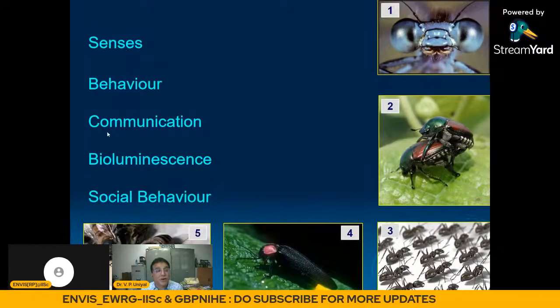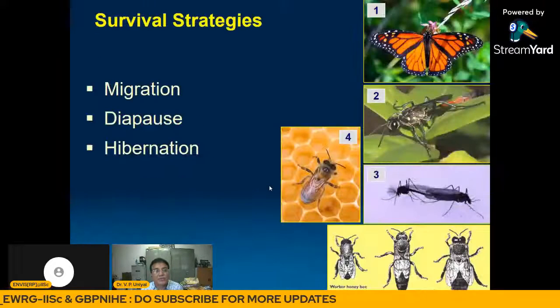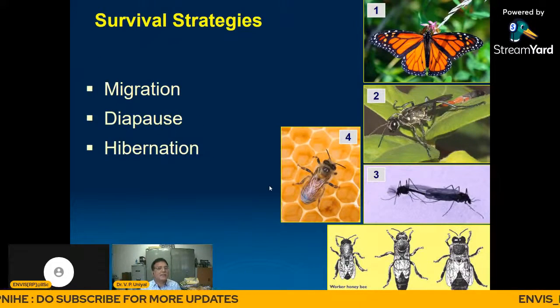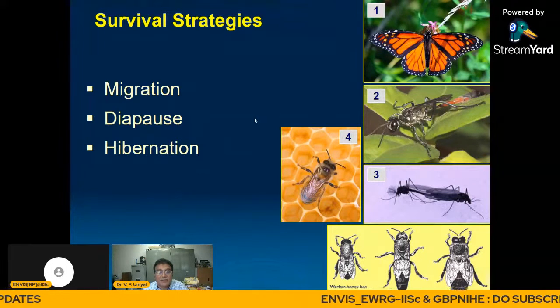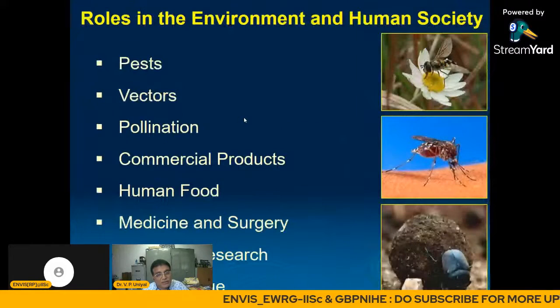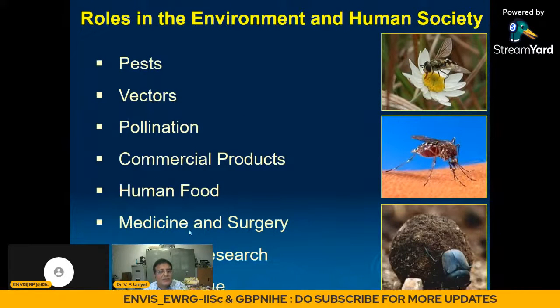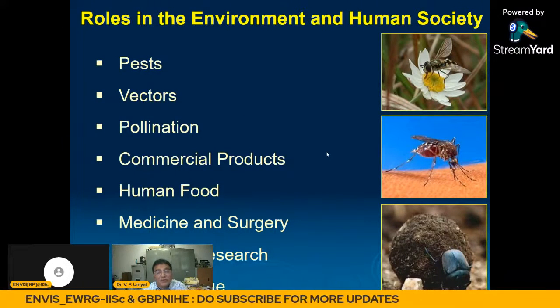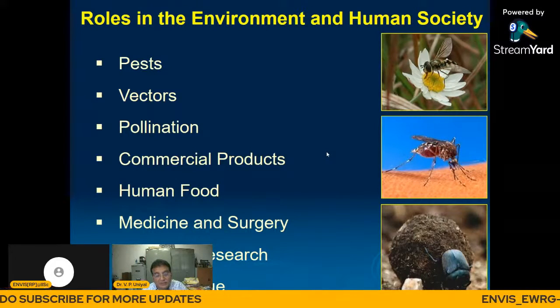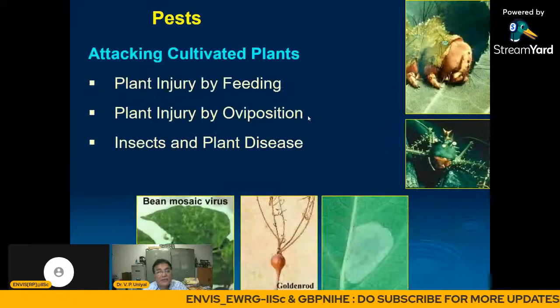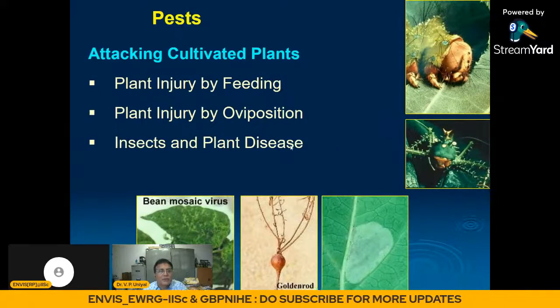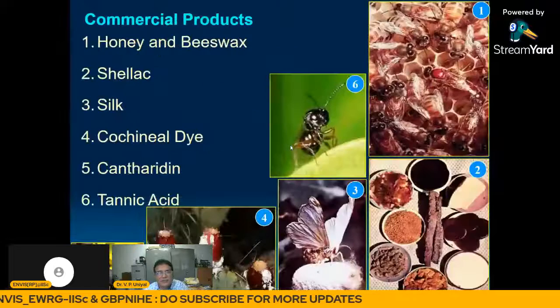Their sense organs are very strong: communication, bioluminescence, and social behavior. Insects migrate, go into diapause, and hibernate according to ecological parameters, and when weather conditions are perfect, they will go for hibernation. In medical science, surgery, and scientific research, we are using insects in various ways. There are the best varieties of cropping systems. Vector-borne diseases are harmful, but insects are also very good indicators. I discussed how the plant is feeding, and that is pest control.